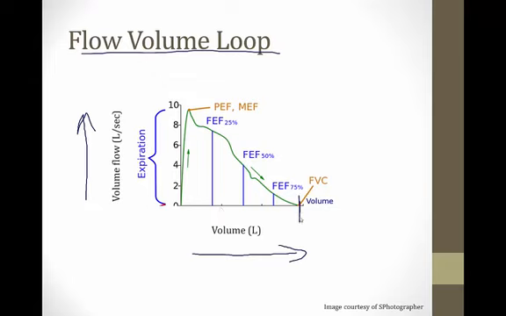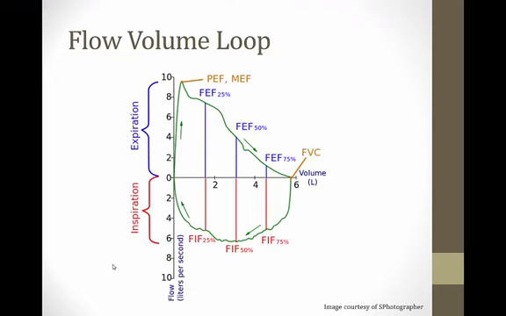So the total amount of volume that gets pushed out by the patient is right here, and that's still the FVC just like before. It's harder to get an FEV1 off this curve, but you do get a very useful measurement right here called the PEF, or the peak expiratory flow. And this is something that's very useful to follow in patients with asthma and other types of obstructive lung disease. The PEF is going to fall when the obstruction gets worse.